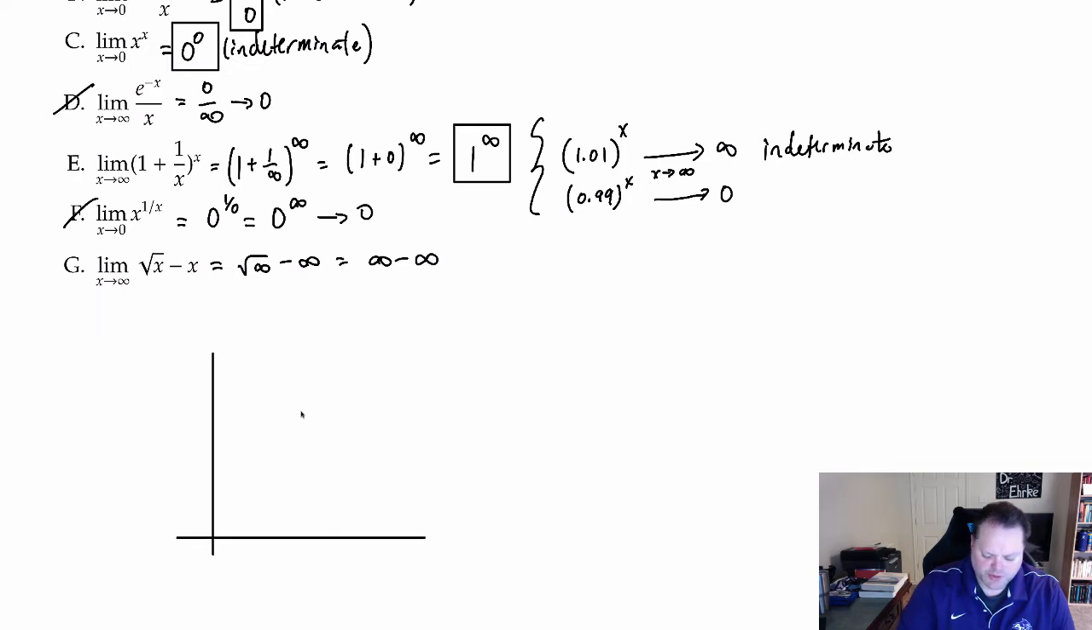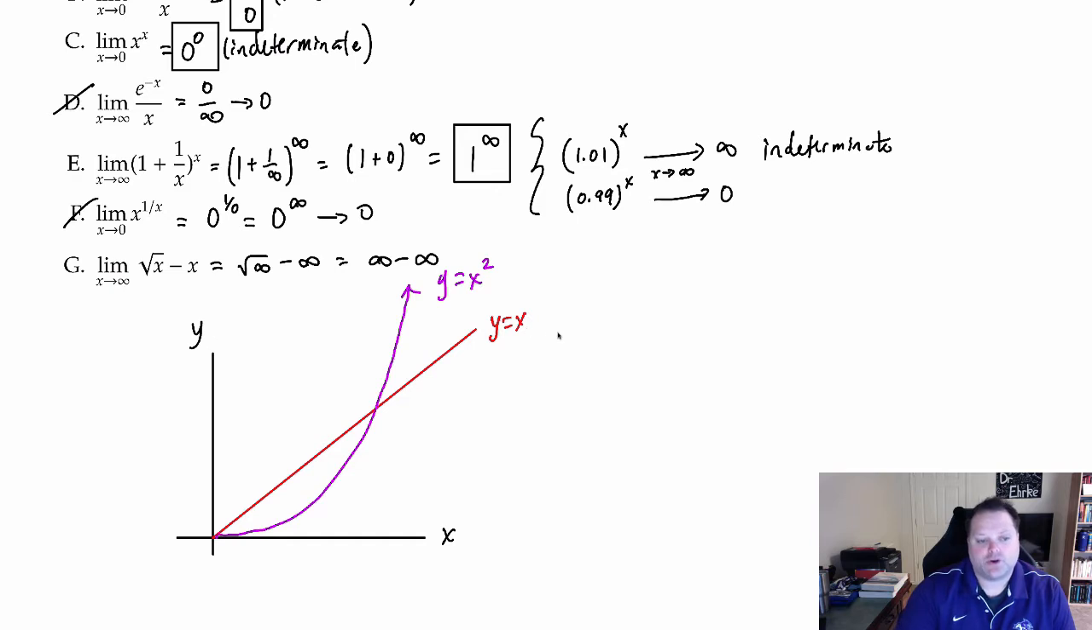Consider two functions which you know well. We'll look at the function y equals x, and we'll look at the function y equals x squared. All right, so consider the limit of x squared minus x. So x squared minus x is the vertical distance between these two.